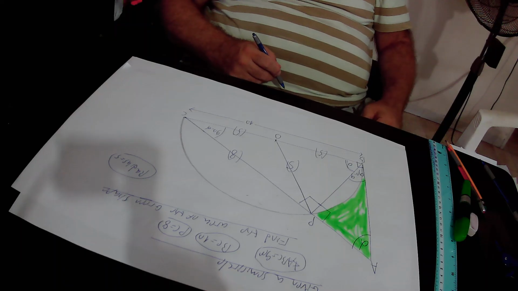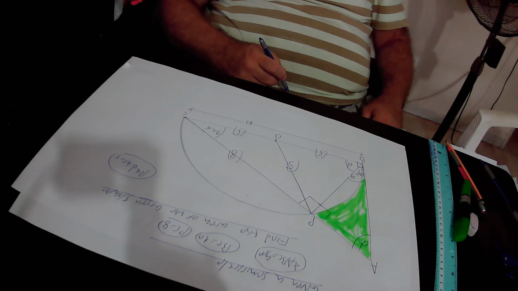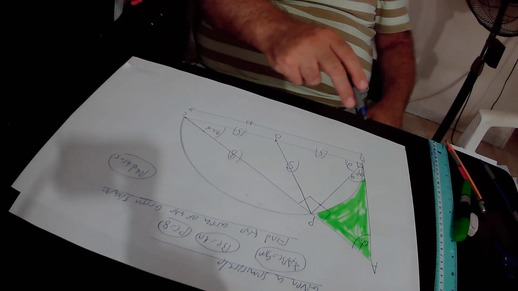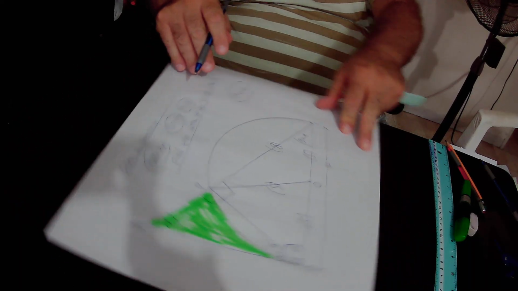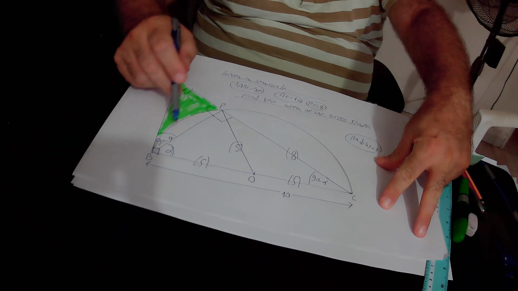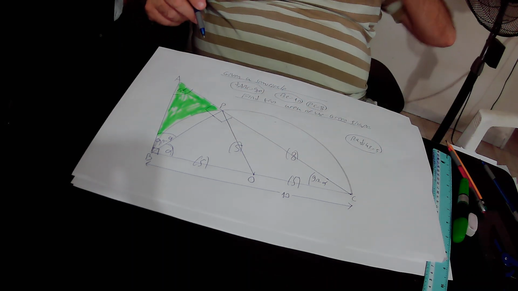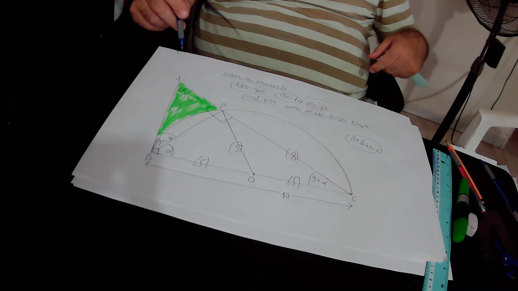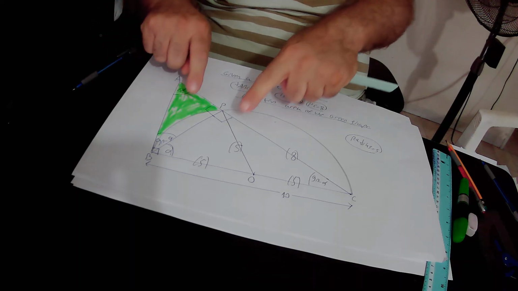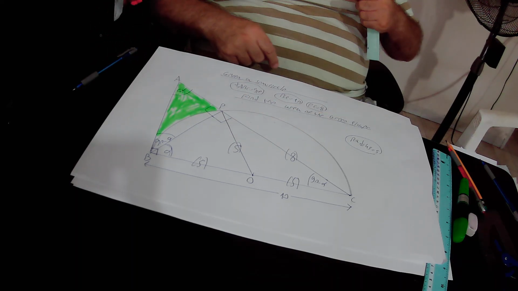So in the next step, we'll prove that the right triangle BPC is similar to the right triangle APB. So why are those two right triangles similar to each other?